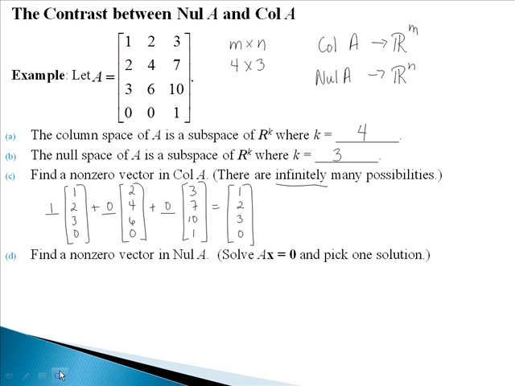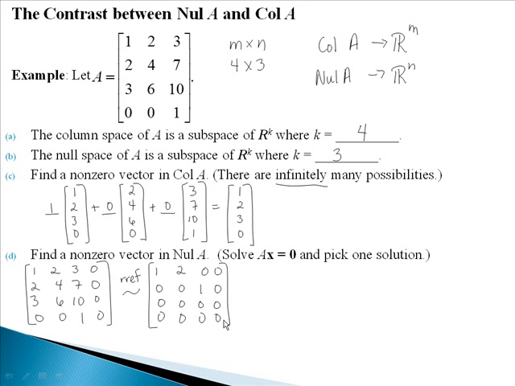The next thing we want to do is find a non-zero vector in the null space of A. So this is a little more involved. We need to actually solve the homogeneous equation Ax equals 0 and then pick one solution. So here I've written the matrix A with a column of zeros, and what we want to do is row reduce it. So this is the matrix that we'll get. And we see then that x1 is equal to negative 2x2, x2 is free, and then x3 is just equal to 0. So what we can do is simply let x2 be equal to 1. Since it's free, it can be anything.